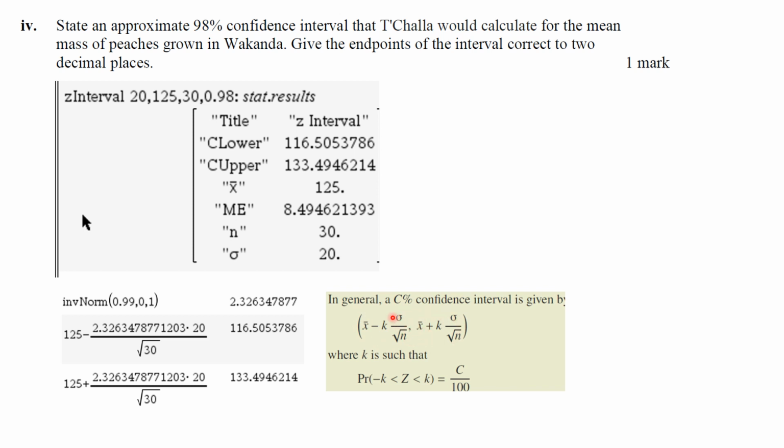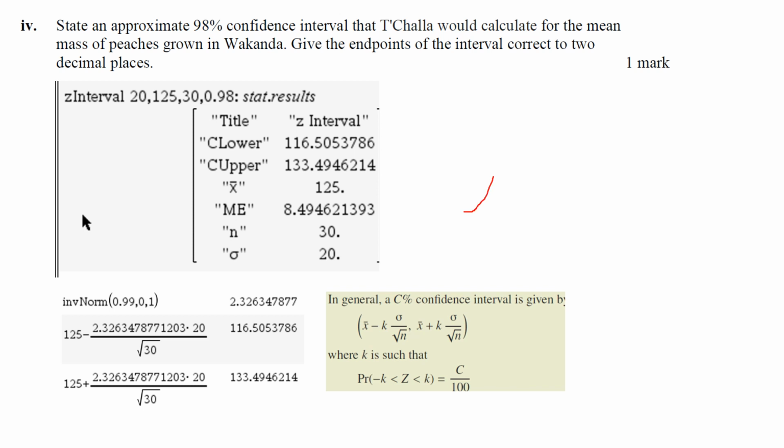For this method, you have to work out your K value because you've got a 98% confidence interval. So to work out your K, the area to the left has got to be 0.99. And then you're using the standardized distribution. The mean is 0, standard deviation is 1.